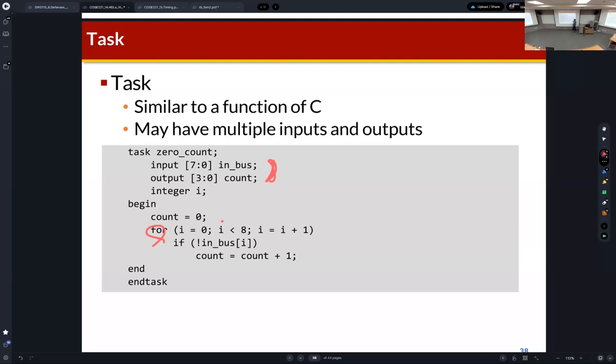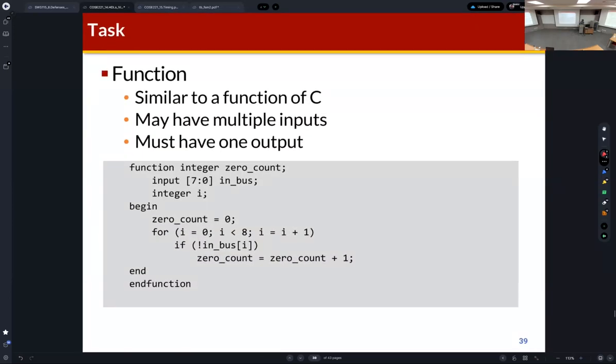This is nearly the same as the for loop of C. So this is the test bench. Okay? So i is zero and then i less than eight. And unfortunately, we cannot use i++ in SystemVerilog, so i equals i plus one. Then count is count plus one, or we can have plus equal one. And then this task counts the number of zeros in the bus. Okay. And then we can just use the count value if we use this task.